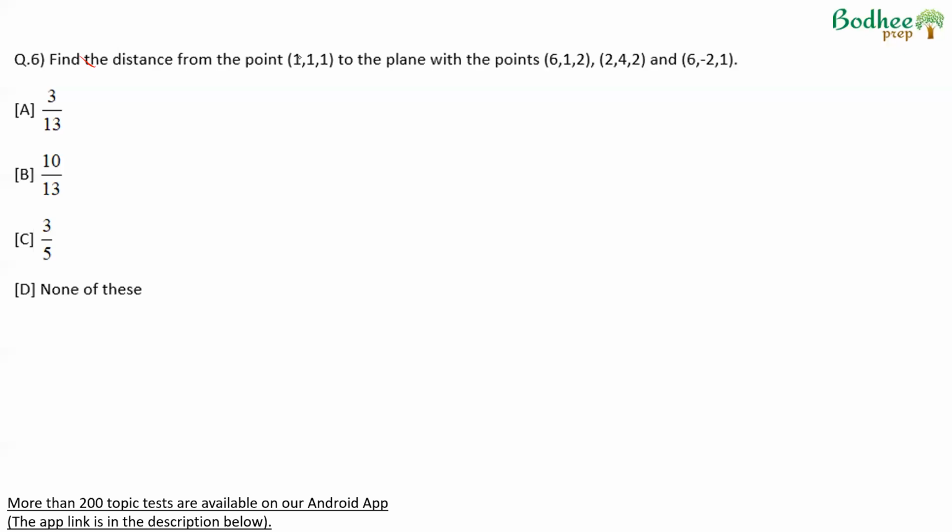Find the distance from the point (1, 1, 1) x, y, z to the plane with the points (6, 1, 2), (2, 4, 2), (6, -2, 1). Now the equation for a plane passing through points x1, y1, z1, or if I can write it in a different way, passing through the point a, b, c.